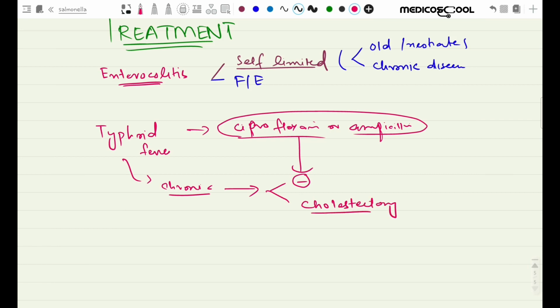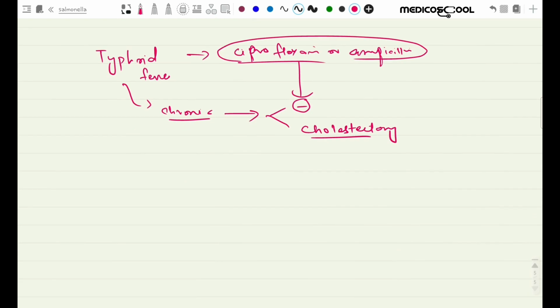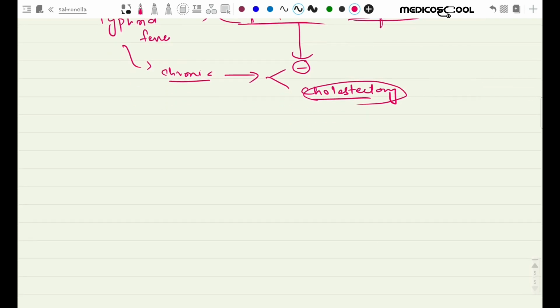In cholecystectomy, there is removal of the gallbladder, because the carriers of typhoid fever, Salmonella typhi, are mostly present in the gallbladder, and from the gallbladder they are excreted through the intestine into the environment, and they cause the disease in other people. So we do the cholecystectomy, and we mainly give ciprofloxacin and ampicillin, which are the drugs of choice.